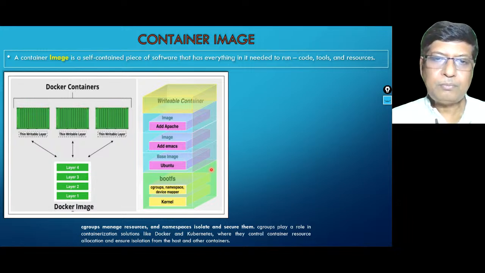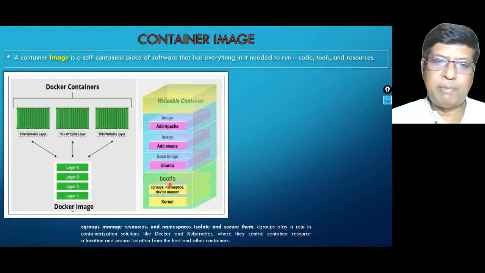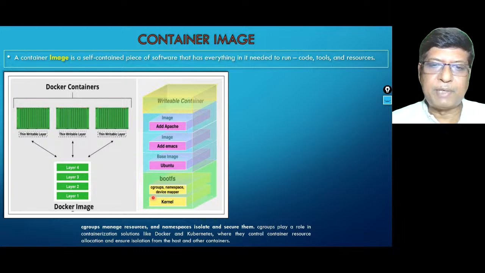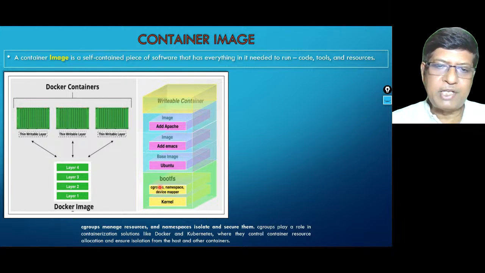Having understood that, whatever isolation you need will be enabled through namespaces. If you want to manage the resources, which could be anything like devices or the printer, whatever you want to do, that will be managed through the C groups.